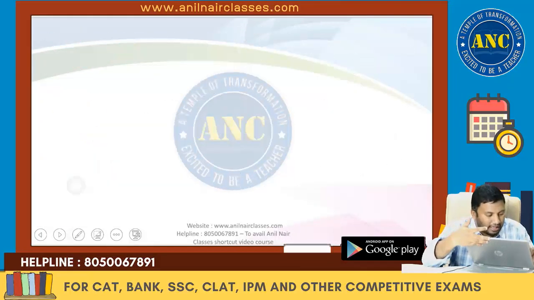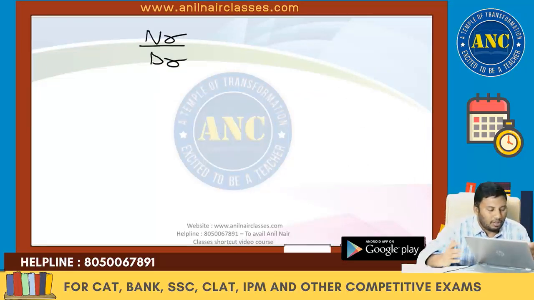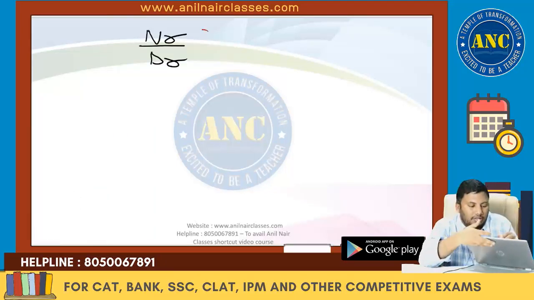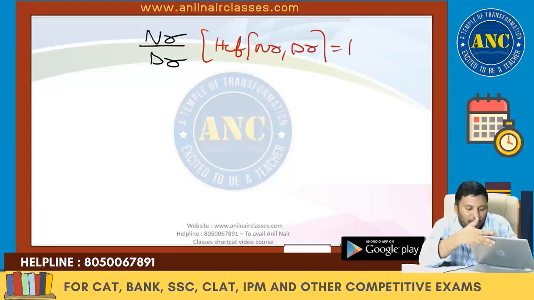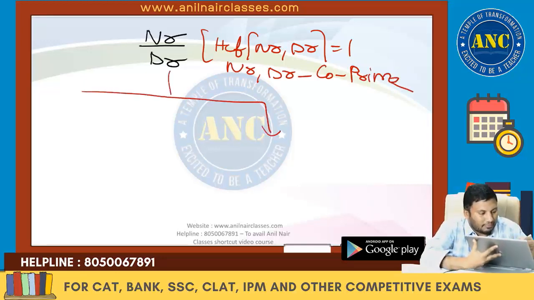Now we will write a point. Numerator and denominator. Please write this point. If the HCF of numerator and denominator is 1, that means first thing, numerator and denominator should be co-prime to each other.